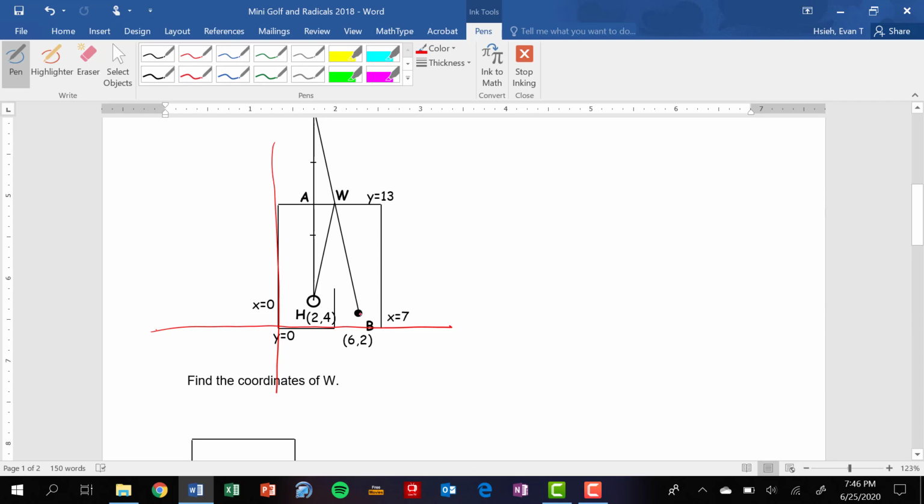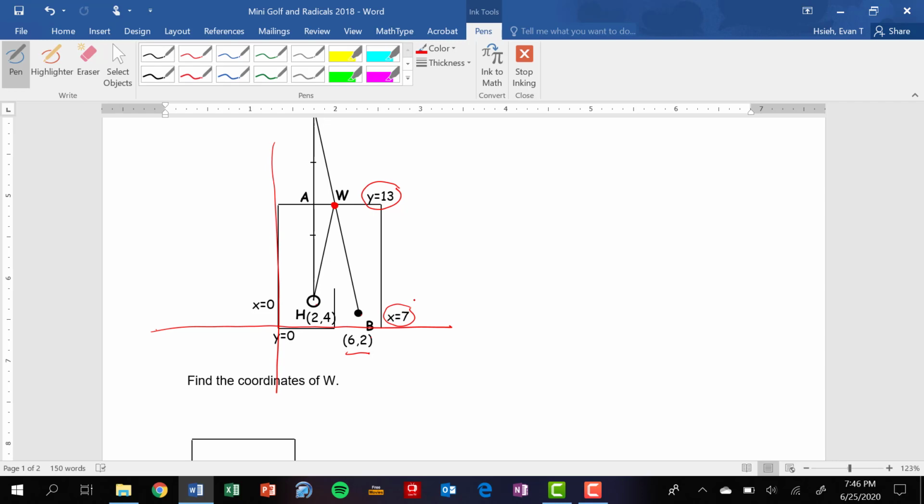Okay, so this point where the ball is (6, 2). The hole is at (2, 4), and I want to try to bounce it in off of this wall. I want to find this point though that I'm going to bounce it off of. And I know that the location of the wall is a horizontal line with the equation y equals 13, and the wall down here is a vertical line with the equation x equals 7.